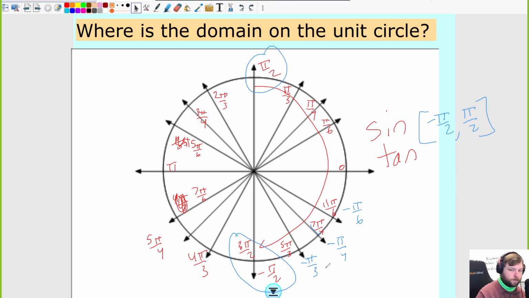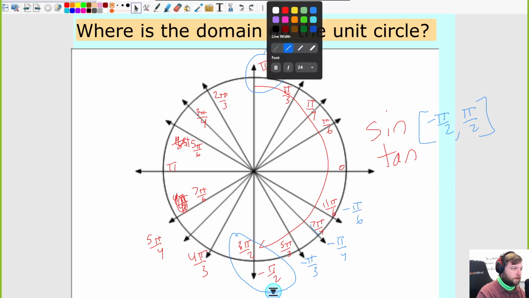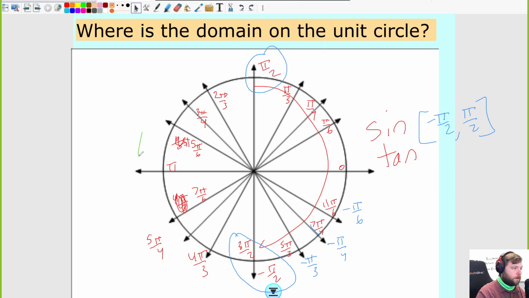Cool. Now, for cosine, cosine doesn't change any of that weirdness. It's just 0 to pi. It's just the same, but you're only dealing with the top.